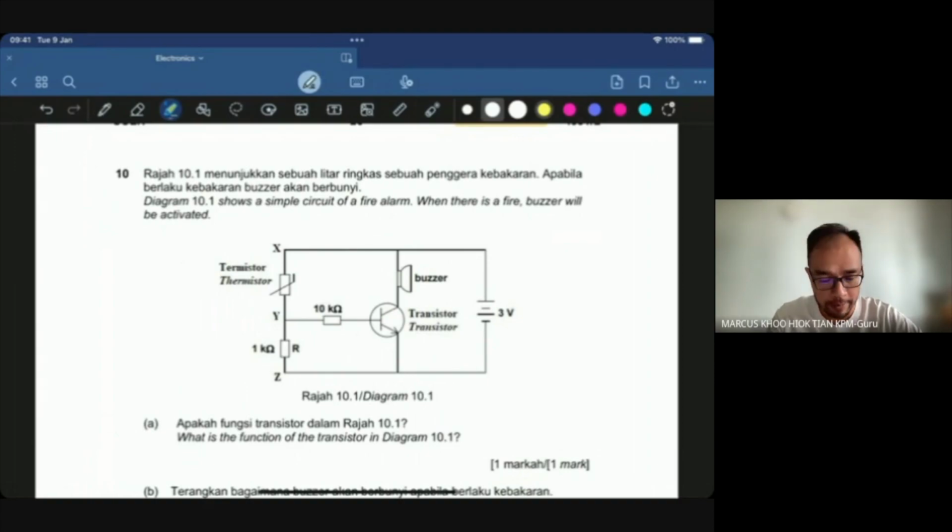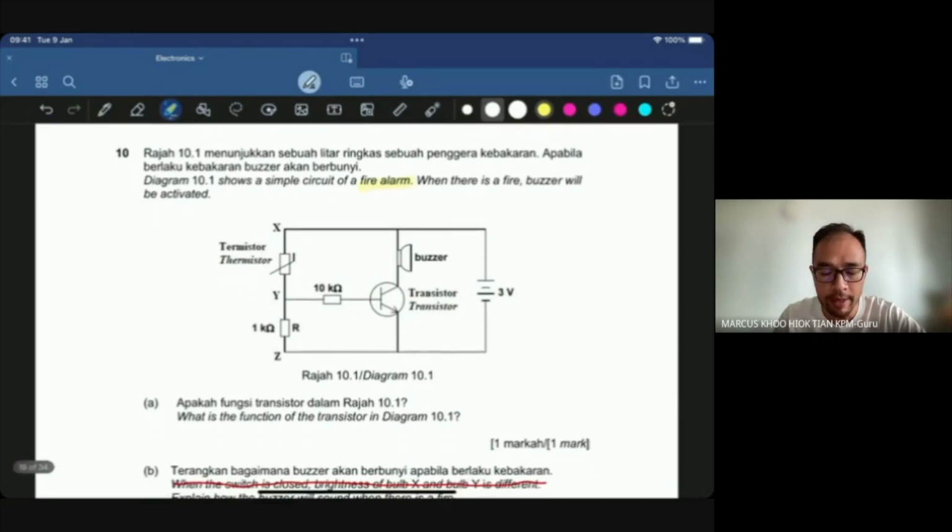Okay, all right. This shows a simple circuit of a fire alarm. Oh yes, one other thing. The good news about this class is everything about transistors is covered in this class. That means we talk about fire alarm, we talk about light later. All the important circuits in transistors are covered. So when you have the handout, you just need to look at the handout. Towards the exam, as you get nearer to the exam, look more and more at the handout so that you can memorize the answers. When there's a fire, the buzzer will be activated.